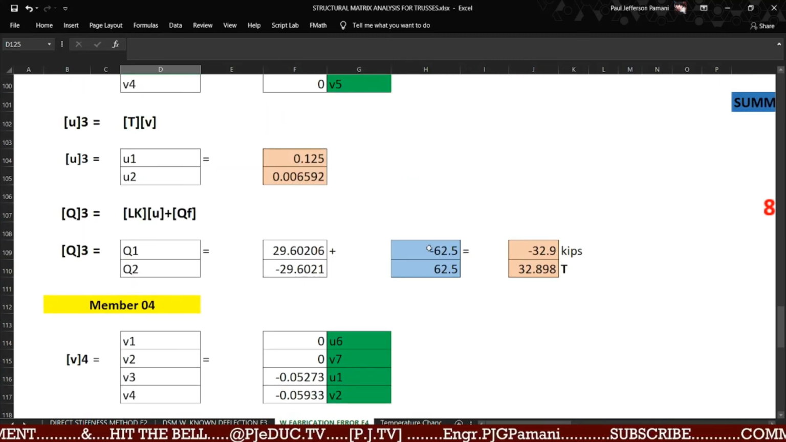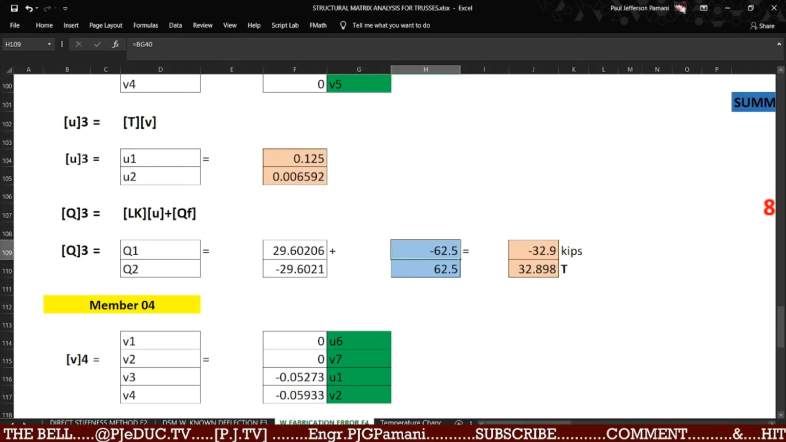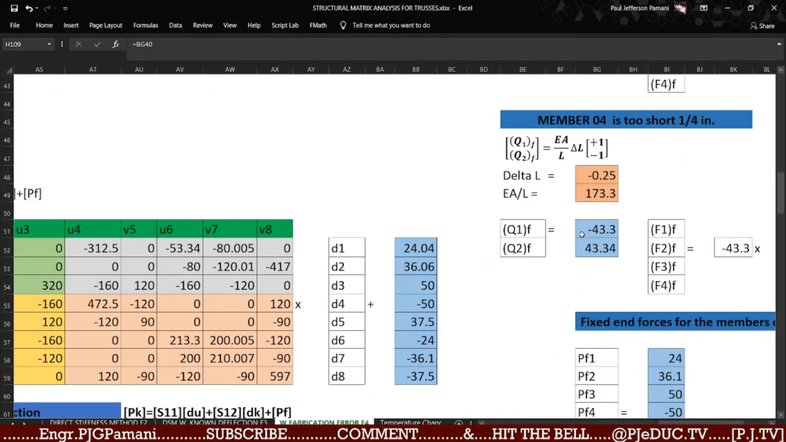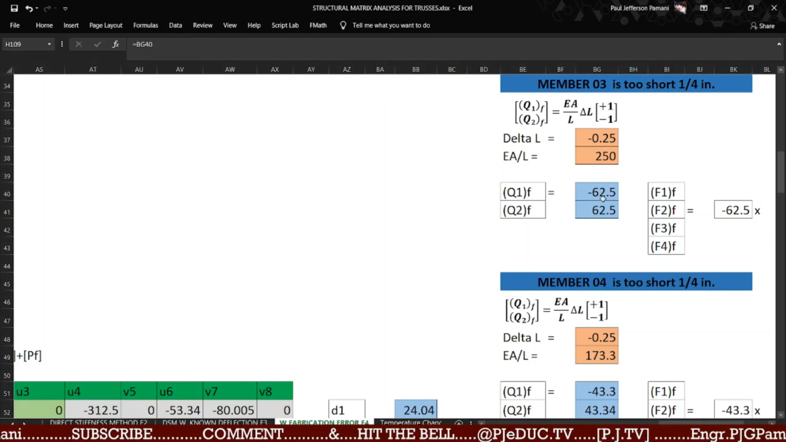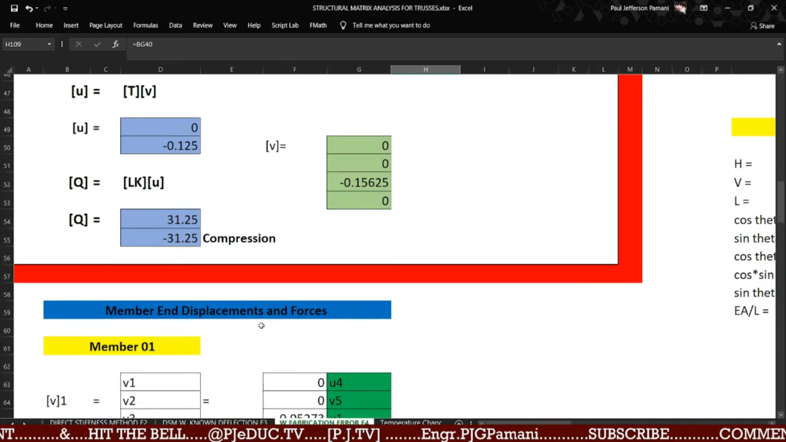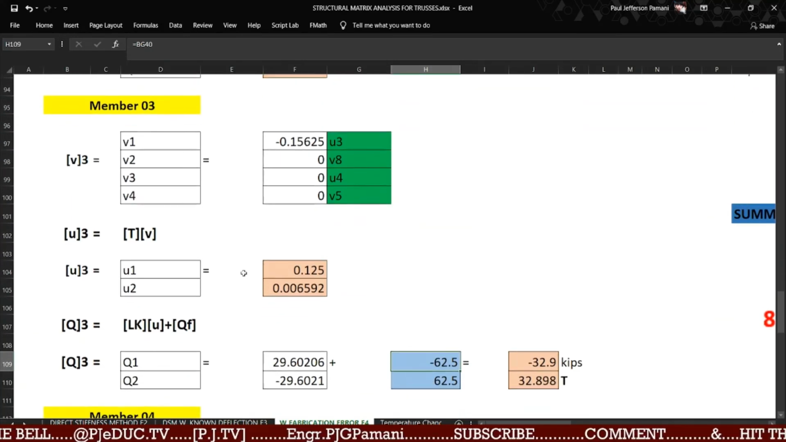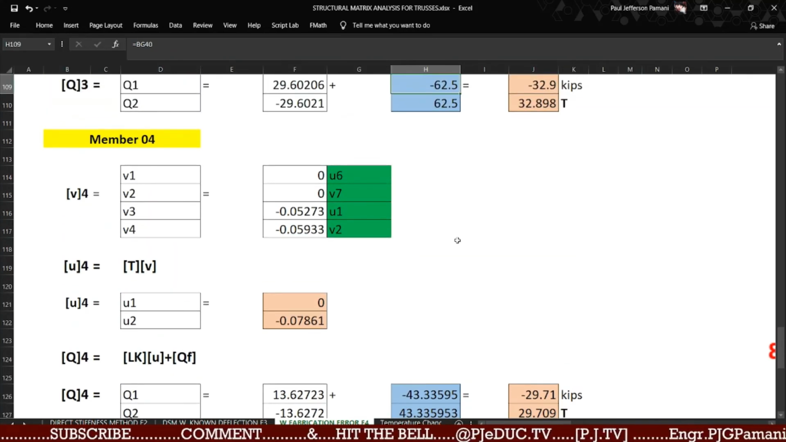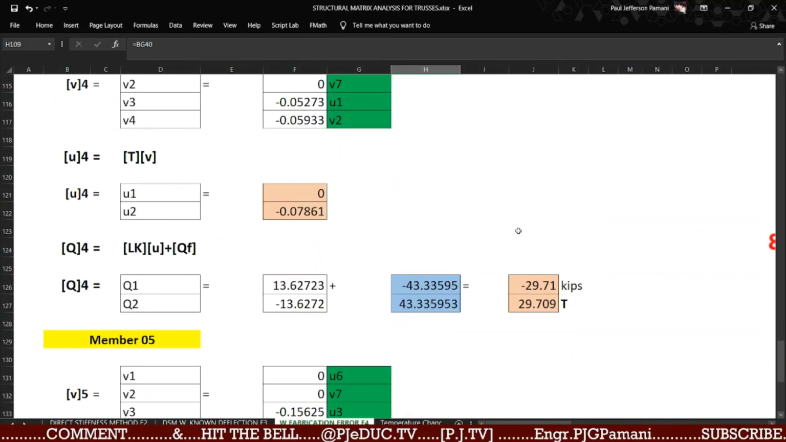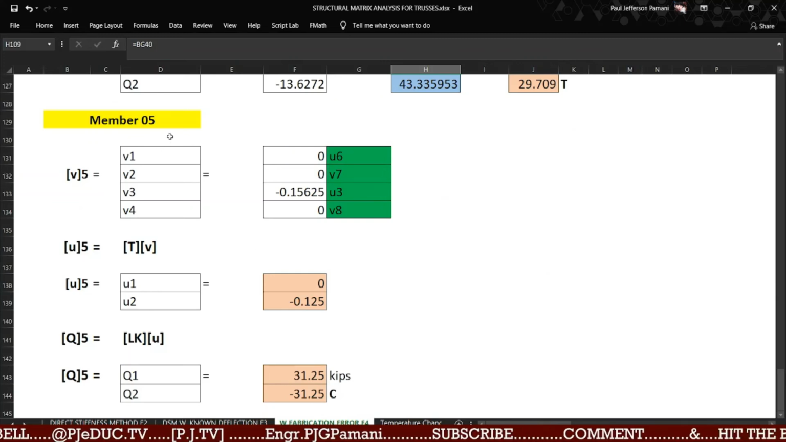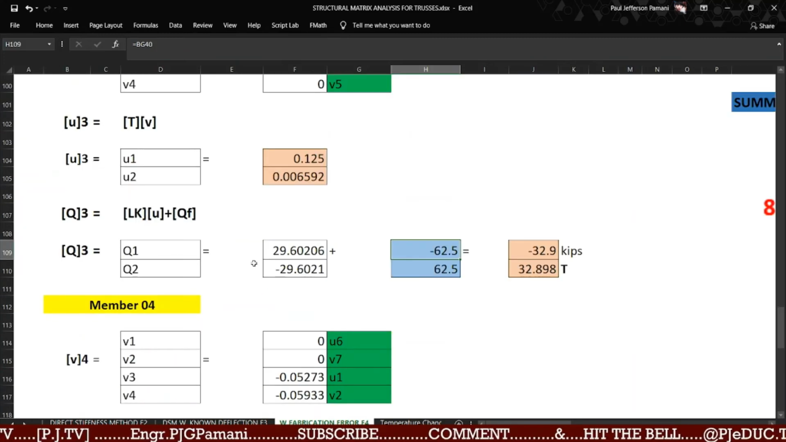Oh, baka tanongin nyo saan nanggaling yung negative 62.5. Yan yung kinumpute natin kanina. Sa member 3 at saka member 4. Ayan o. Yan no. Then, i-add lang natin yan. Yan kasi yung adjustment force nung nasa member 3 at saka nasa member 4. Then, yan, ito na ngayon yung actual force ng member 3 at member 4, which are both in tension. Then, the rest are in compression. Tapos, parehas na yung solution sa member 5, 2, at saka 1.